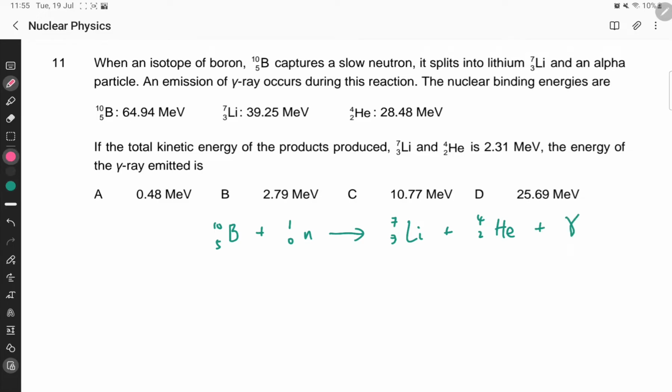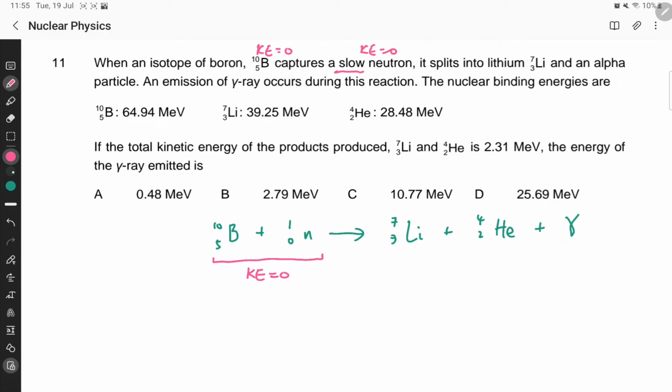So before the reaction, these two guys actually have no KE. Why is that? Because this boron is just sitting around, not doing anything, and it happened to capture a slow neutron. So slow neutron means this guy's KE is 0, and the boron is just sitting around, so this guy's KE is also 0. So both of them have a total KE of 0.